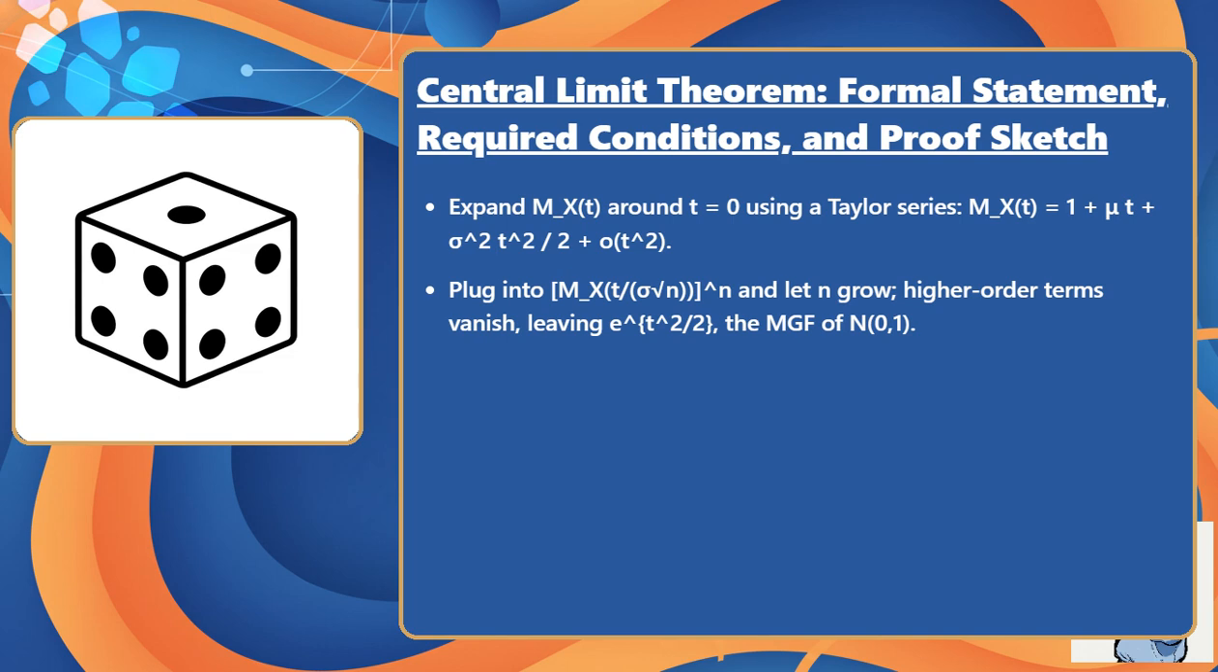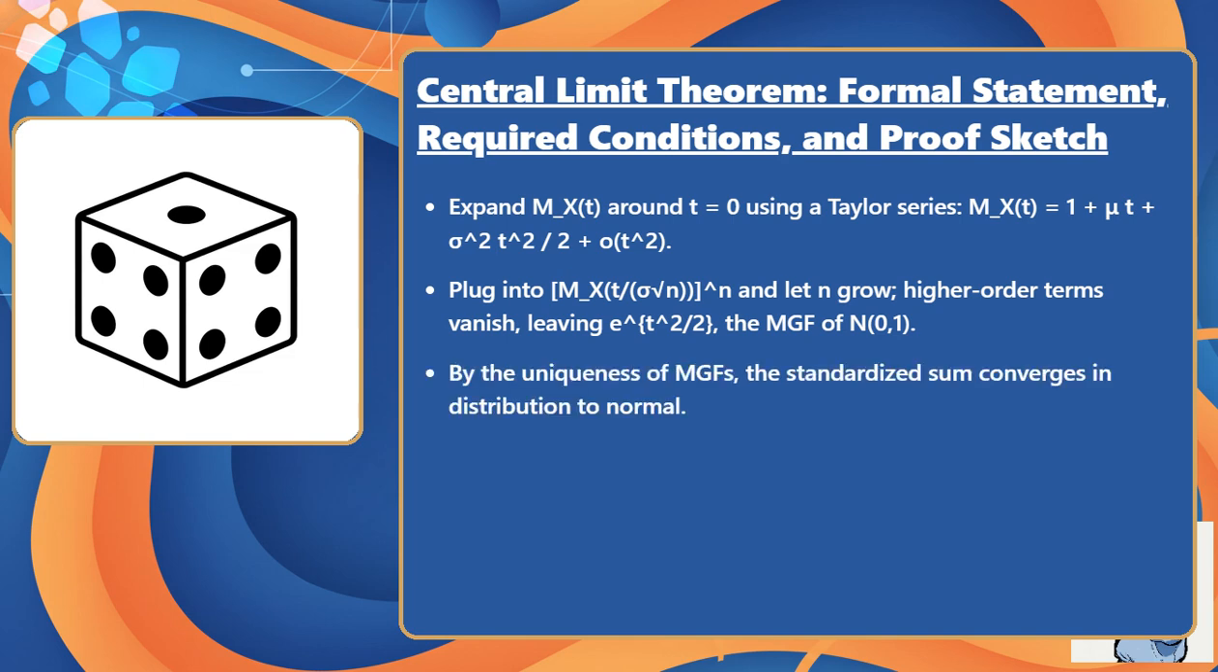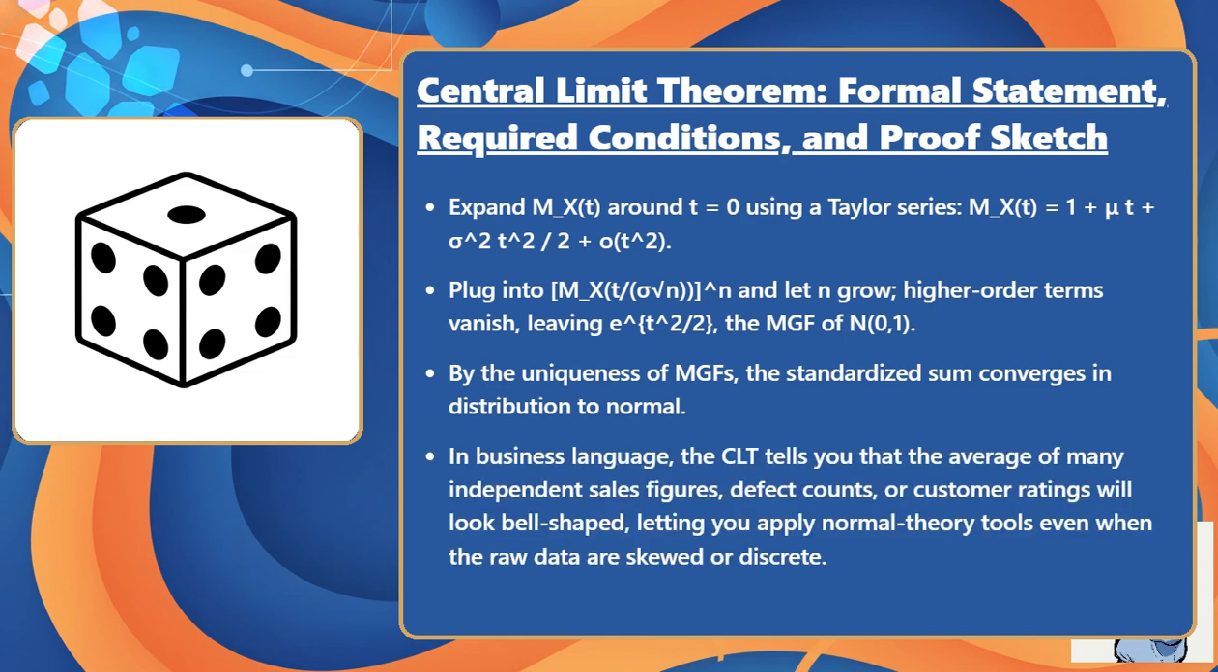Higher order terms vanish, leaving e to the t squared over 2, the moment-generating function of N(0, 1). By the uniqueness of moment-generating functions, the standardized sum converges in distribution to a normal distribution. In business language, the central limit theorem tells you that the average of many independent sales figures, defect counts, or customer ratings will look bell-shaped, letting you apply normal theory tools even when the raw data are skewed or discrete.